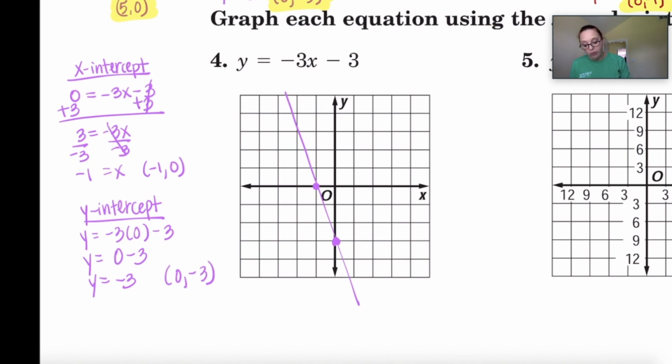Always we want to include arrows on either end of the line because the x-intercept and the y-intercept are just 2 of the solutions to the equation y equals negative 3x minus 3. There's an infinite number of solutions. Okay, so that's number 4.